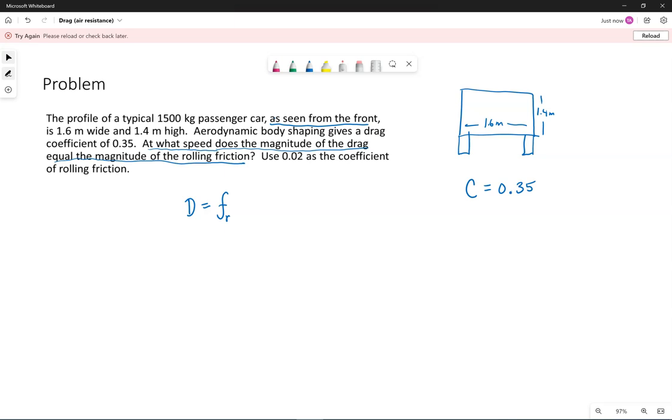In a free body diagram, I would need to draw from the side. The drag force and the rolling friction are actually in the same direction. There would be some sort of force from the engine moving us forwards. Technically, it's keeping us going on the ground, but the engine is required to keep the tires moving. There would be a normal force up, a force of gravity down. So this problem's a little different in that they just want to know when the drag force equals the rolling friction.